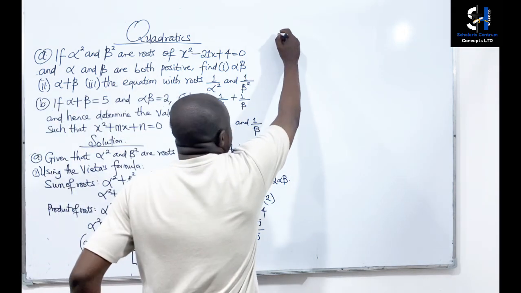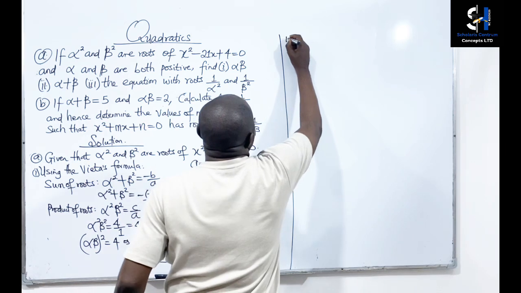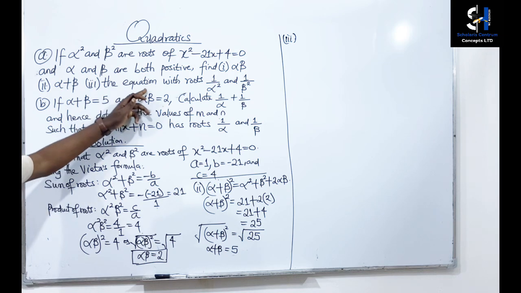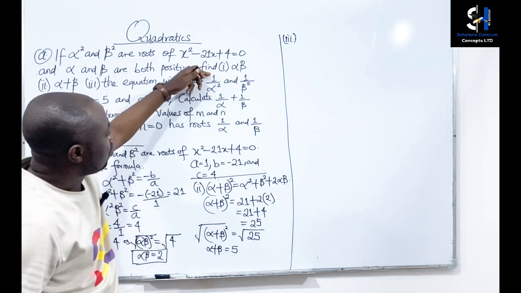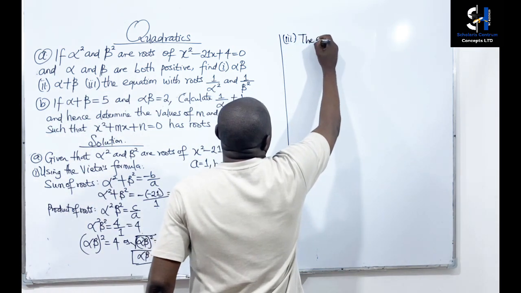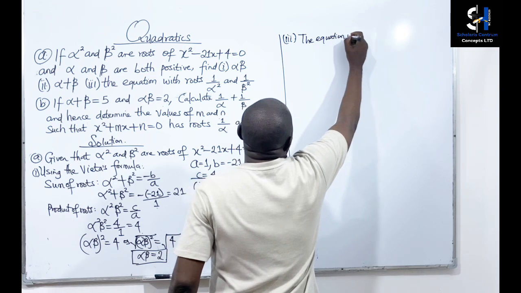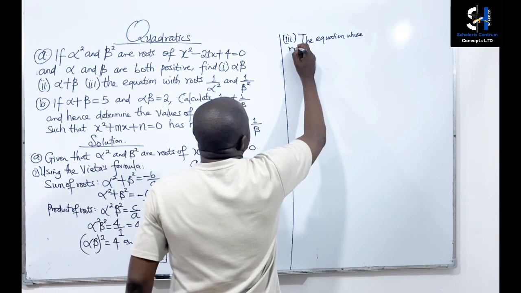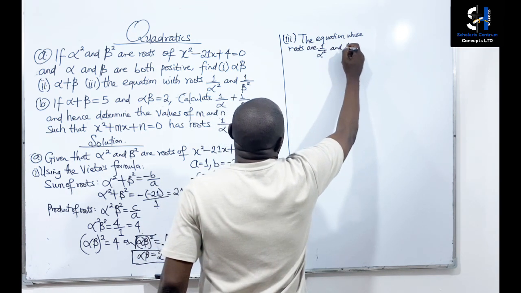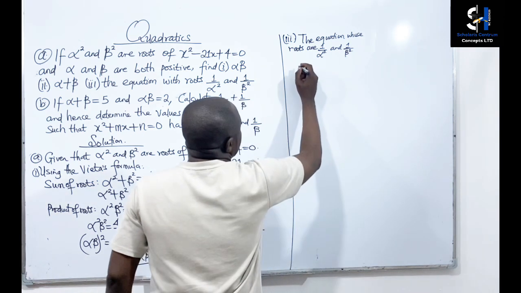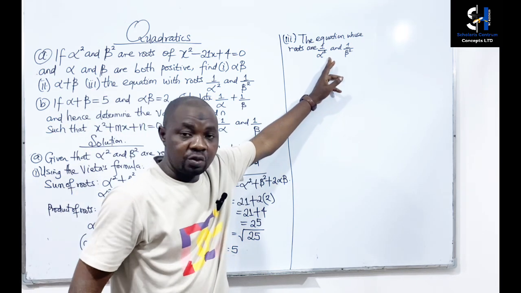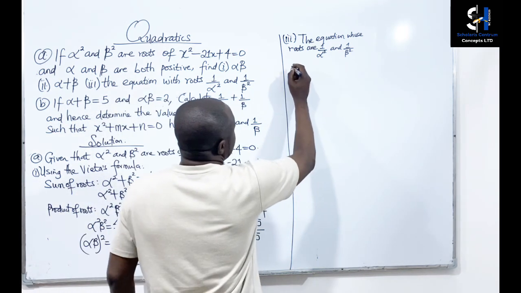Now, Roman numeral 3. We are asked to find the equation whose roots are 1 over alpha squared and 1 over beta squared. To construct a quadratic equation with roots 1 over alpha squared and 1 over beta squared, let's use the general formula.